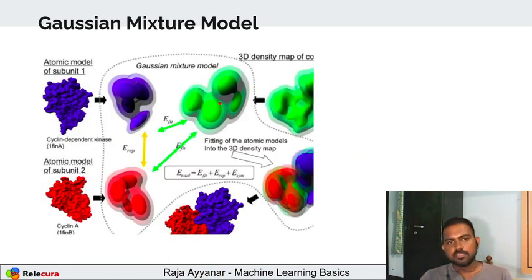Then there is the Gaussian mixture model. So what is a Gaussian mixture model? Okay, look at this example. This is a data point, this is a data point, this is a data point. So a mixture of these three will represent these three. Again, this one is based on a probabilistic model.